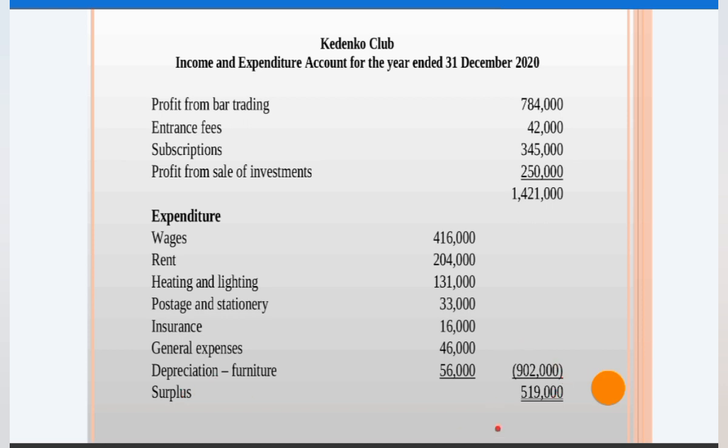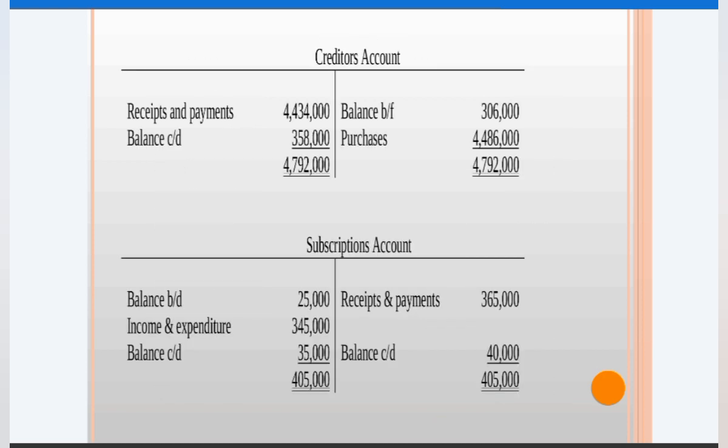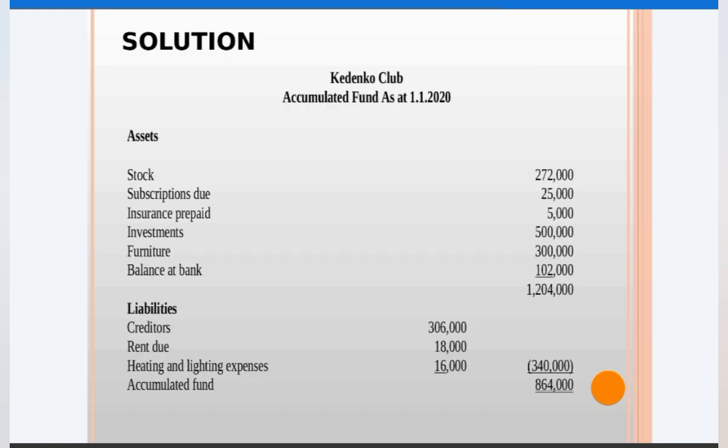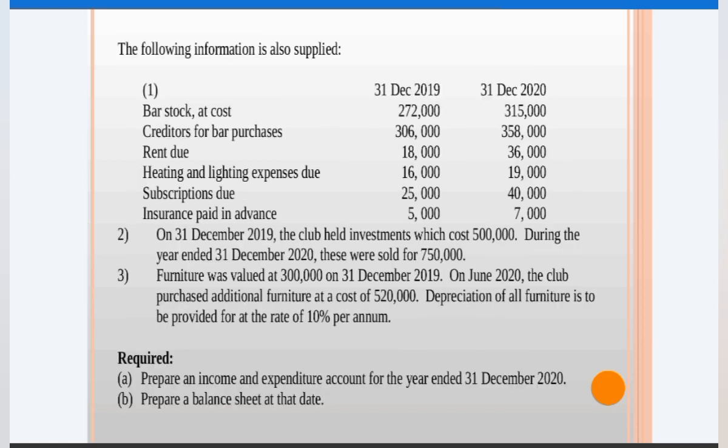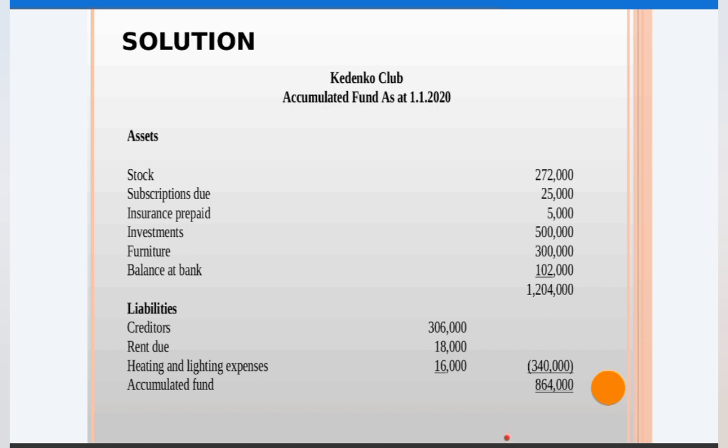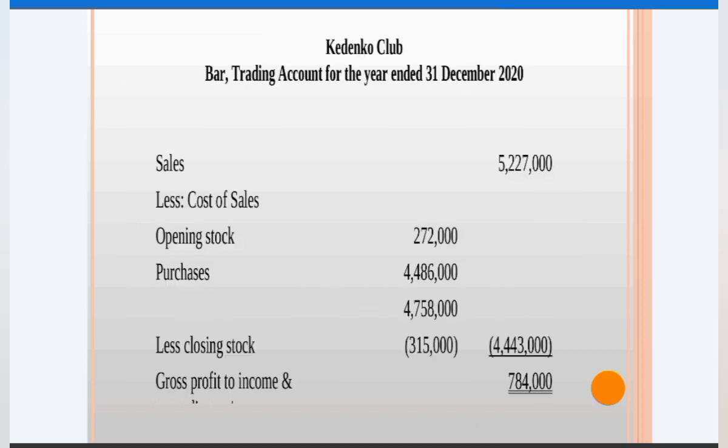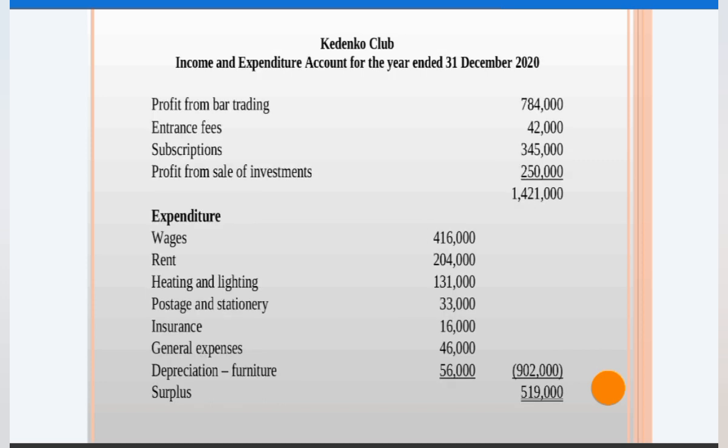So there is a surplus of 519,000. So this is the surplus that will then increase our accumulated fund. Remember, our accumulated fund, we found it by assets at the start of the year against liabilities at the start of the year, and we found the accumulated fund to be 864,000. So that will then be increased by 519. So we are supposed to prepare the balance sheet.